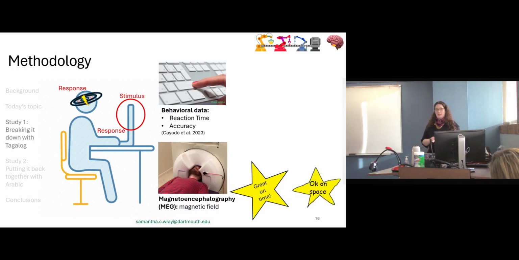It's just okay on space. So you don't get these beautiful images that you do with MRI. You instead have to do a lot of mathematical models to see where you think the signal came from. So some of the images today I'm going to show you might look more like potatoes than brains, and we're going to talk about regions in more general terms.